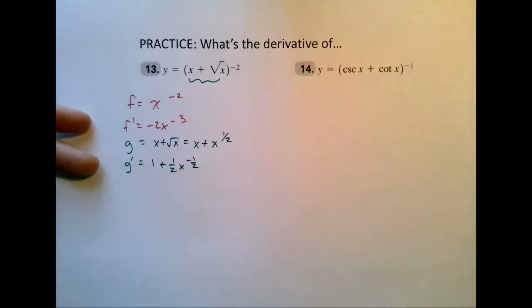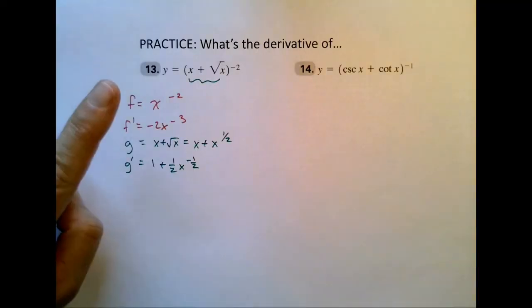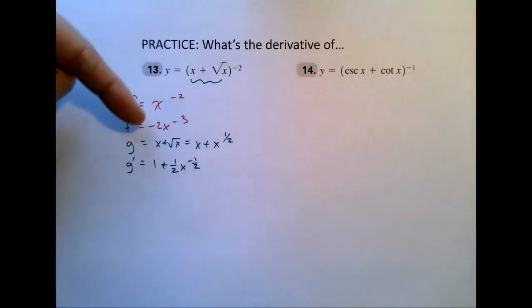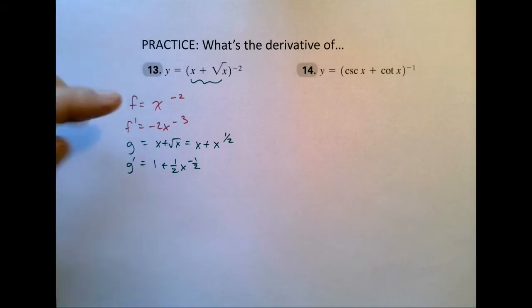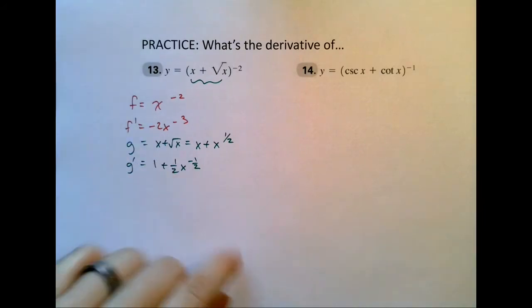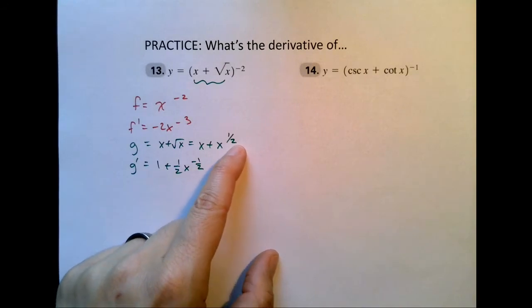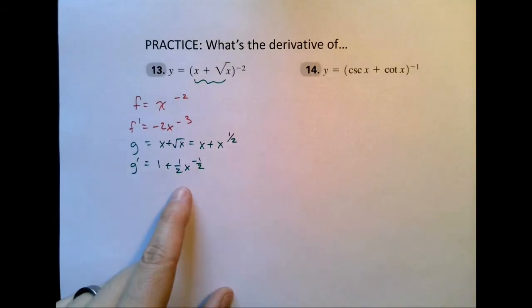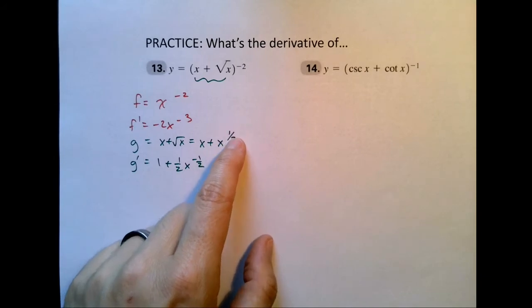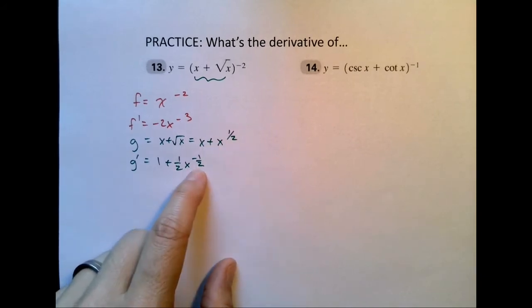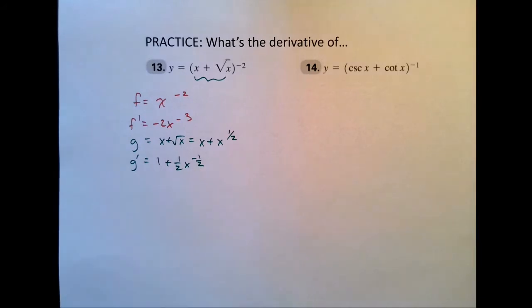How'd you do here? Notice a couple of things. Number one, my outer function is something to the power of -2, so I apply power rule here. Number two, my inside function, notice I rewrote the radical as x to the power of 1/2. Why would I want to do that? Well, now I can do power rule. And remember, power rule is multiply the power by the coefficient and then reduce the power by 1. Now I'm ready to actually apply my chain rule.